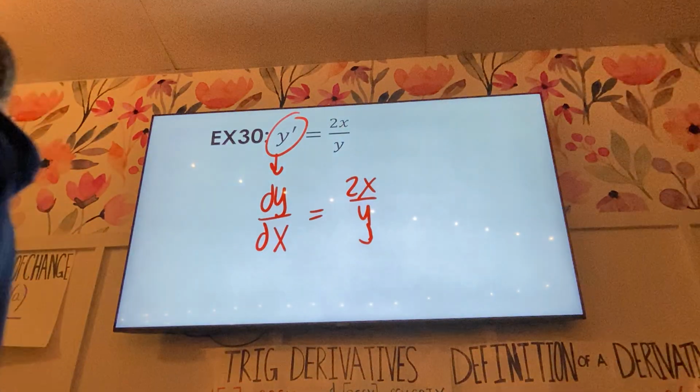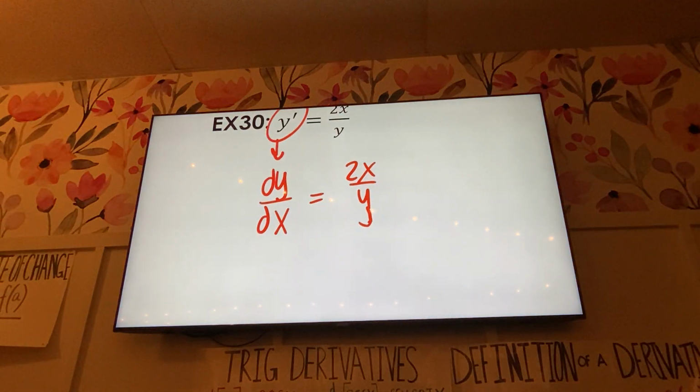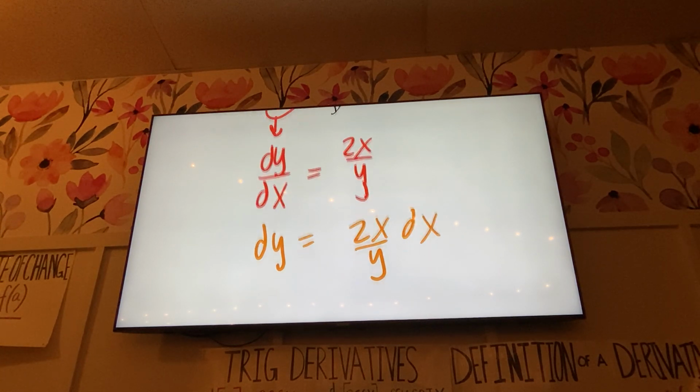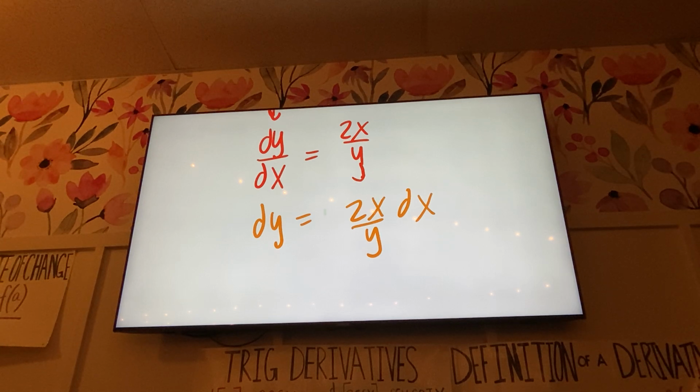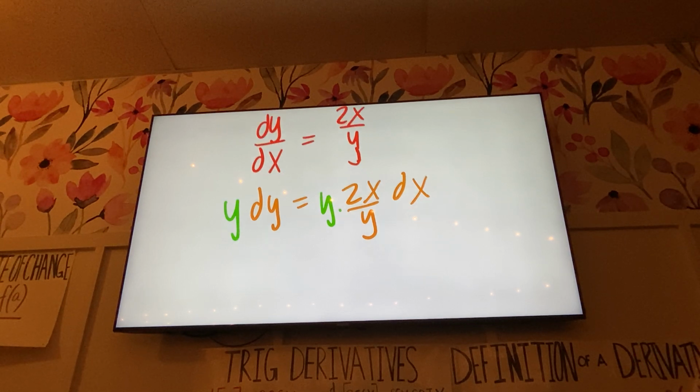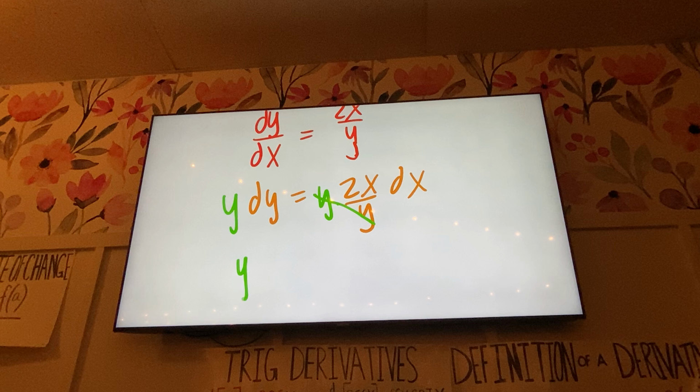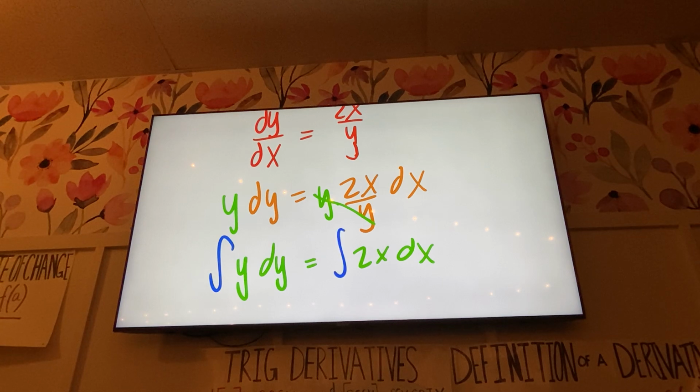Does that make sense? All right, so then what would I need to move? Multiply the y. Well, dx. dx and then multiply by the y, yes. So move the dx over, then I'm going to move the y over by multiplying by y. And then you get 2x dx. And then you can integrate.